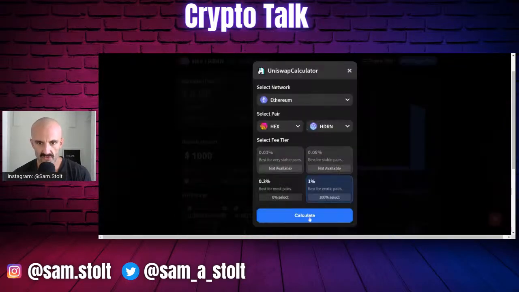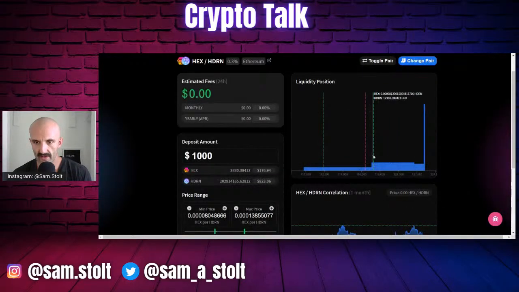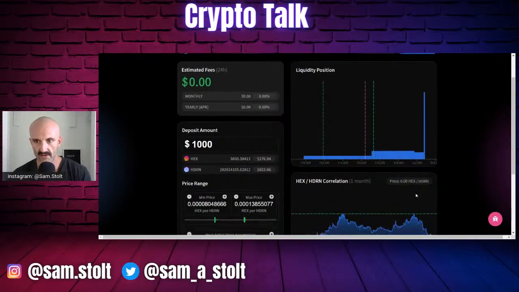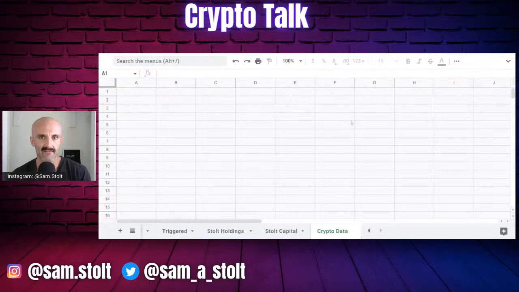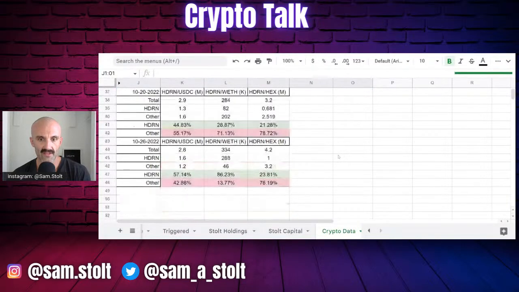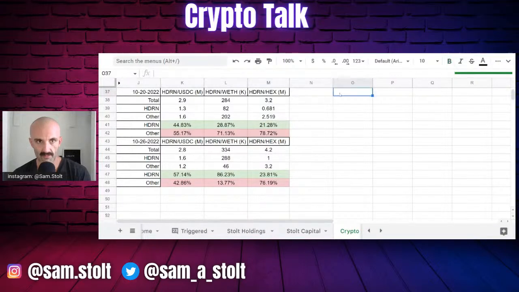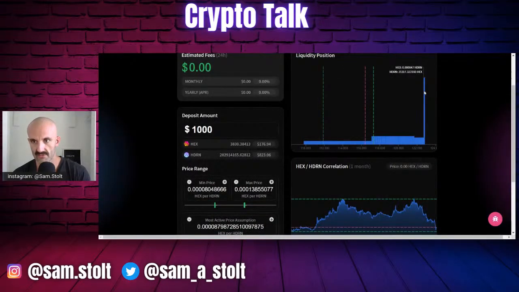Let's change this to the 0.3% pair and see what's going on over here. Okay, nothing crazy over here either. But what did we just learn? That a lot of that liquidity is sitting outside of the market. Let me go back to that for one second so you get to see this. See this over here? This tall line here is primarily Hex that's being held to sell.